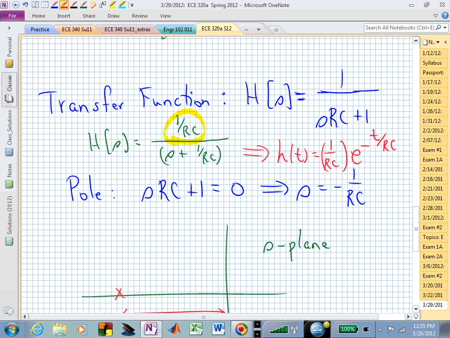If your pole was now not at minus 1 but at minus 10, now we are saying 1 over RC is equal to 10, or RC is equal to 1/10. Now what's your time constant? Your pole is at minus 10. Your time constant is 1 over 10, or 0.1. Now how long do you have to wait? Half a second. And it's a faster system because it has a bandwidth of 10 radians per second versus 1 radian per second. Is that making sense?